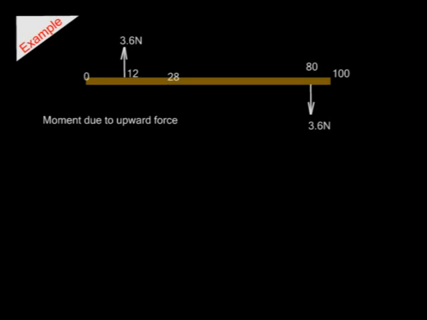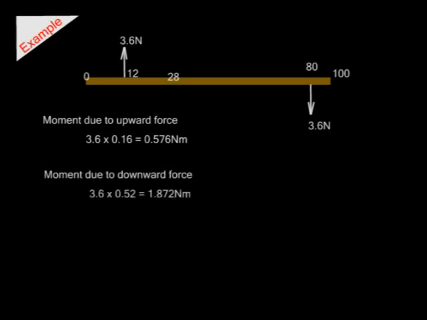So in our solution, the moment due to the upward force, that is 3.6 times 0.16, force times distance, which gives us 0.576 Newton meters. Moment due to the downward force, 3.6 times 0.52, again force times distance, which gives us 1.872 Newton meters. Total 0.576 plus 1.872 gives us 2.448 Newton meters. That's the long way of working it out.